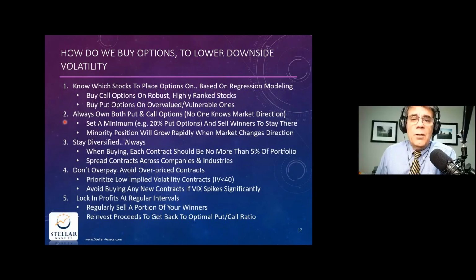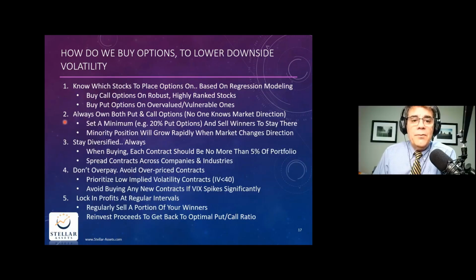You never bet on the direction of the market completely. You never say, oh, I'm sure the market's going to go up, so I'm going to invest in call options. I set a minimum floor of 20%. So I always hold at least 20% of the opposite direction of where the market is going. If the trend is up, great. The call options will increase in value and that percentage will climb.